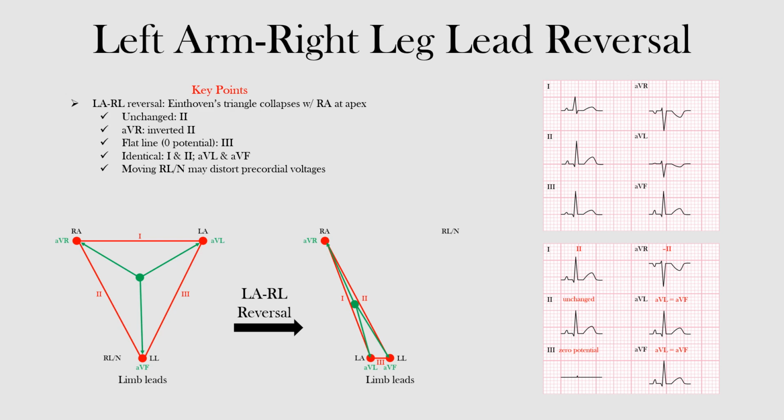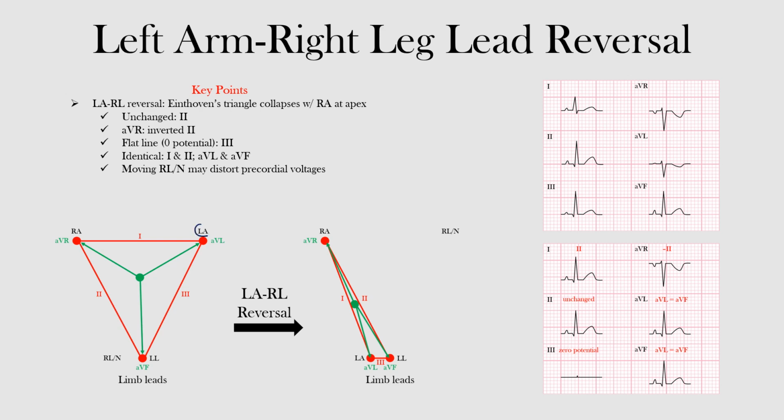Remember, the goal is to be able to see why these EKG changes occur and then be able to reason them out on your own instead of memorizing anything. We'll also mention a few things to look out for in order to spot this left arm, right leg lead reversal. Okay, so what we have going on here is we're saying that the left arm and the right leg electrodes are being reversed. In this case, Einthoven's triangle collapses to a very thin slice with the right arm electrode at its apex. Okay, so let's take a look at this.